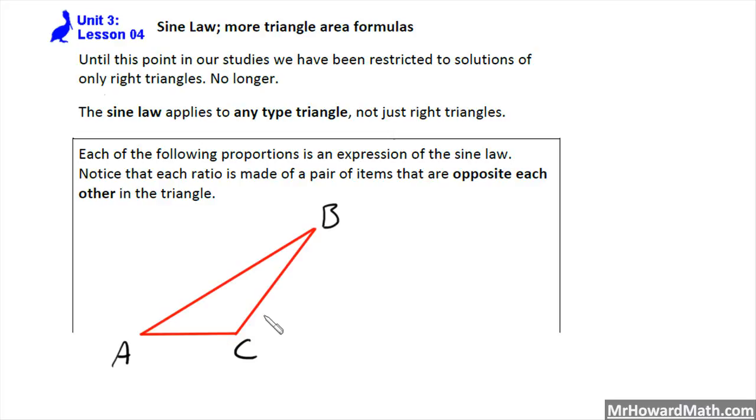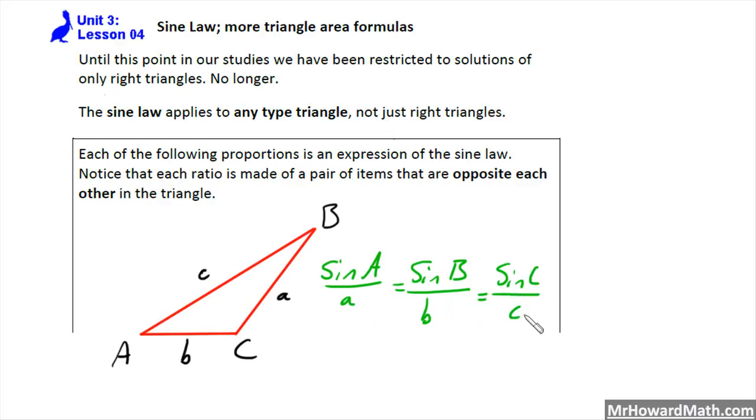If I label this triangle ABC like this, this would be side C across from angle C, side B across from angle B, side A across from angle A. So angle A opens up to side A, angle B opens up to side B, etc. The sine law, using this triangle as an example, is sine of angle A over side length A equal to sine of angle B over side length B, which is also equal to sine of angle C over side length C.